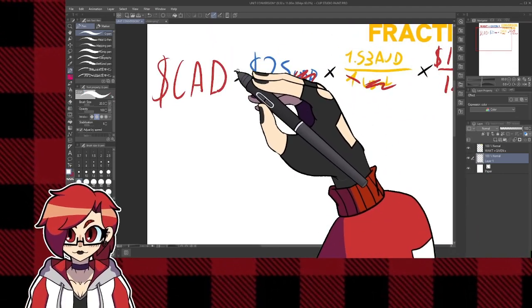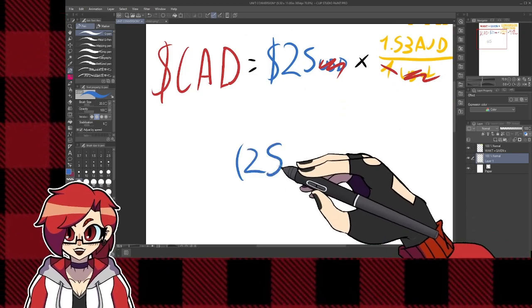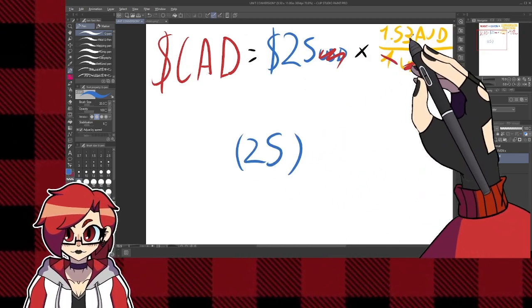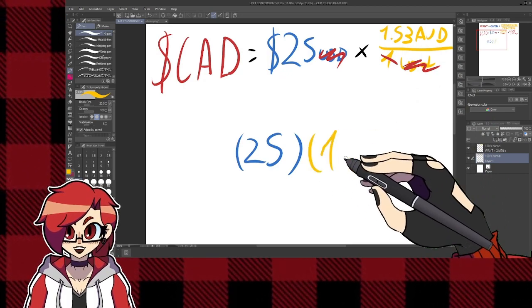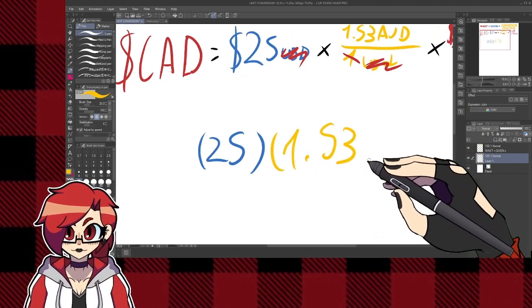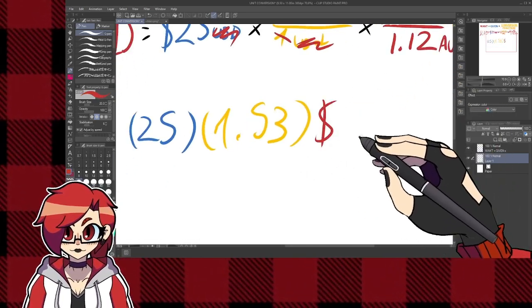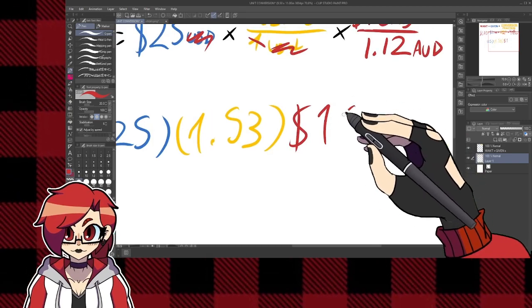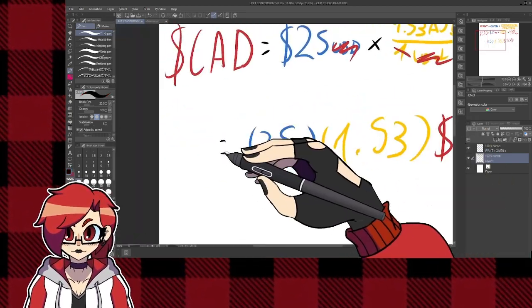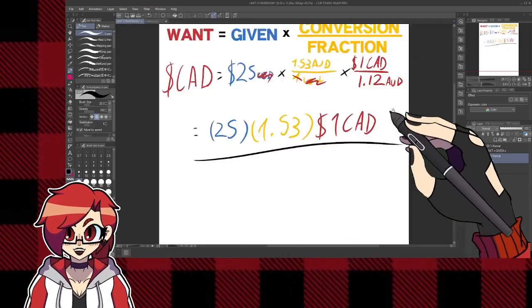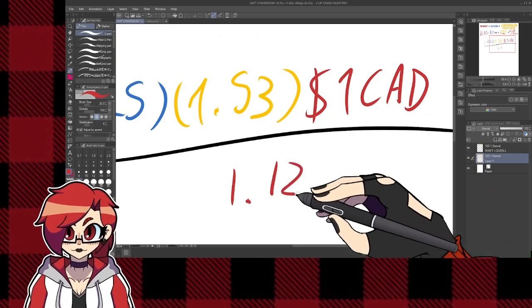Now, to put that all together, it would be 25 times 1.53 AUD to 1 CAD, all of that over 1.12.